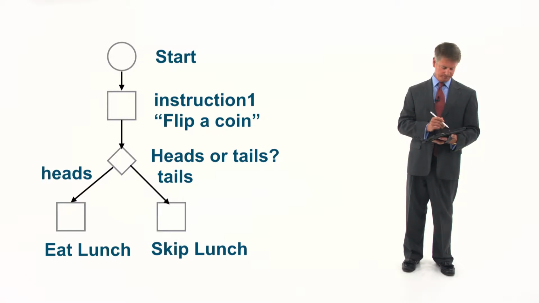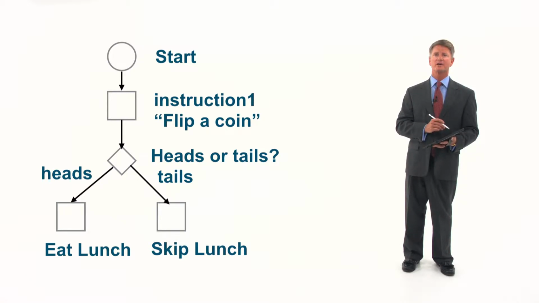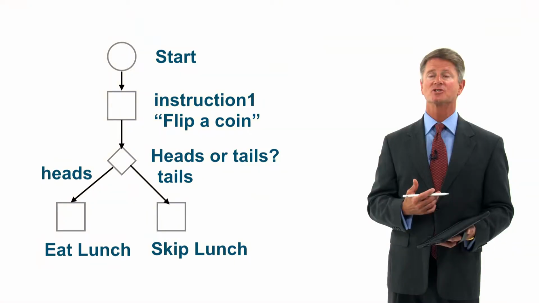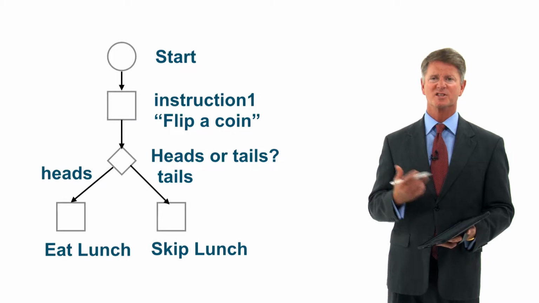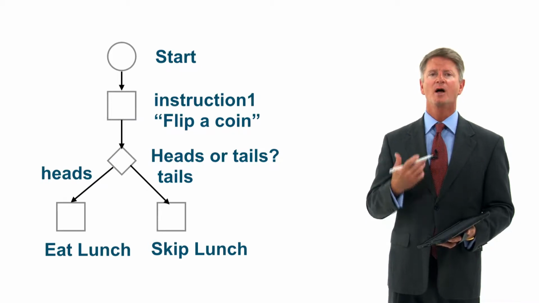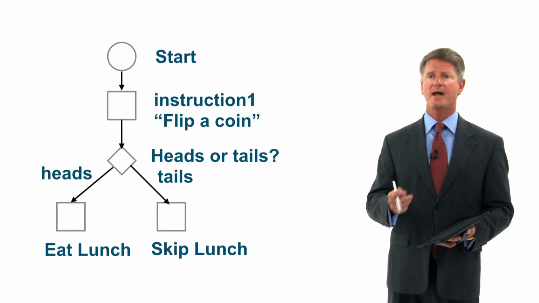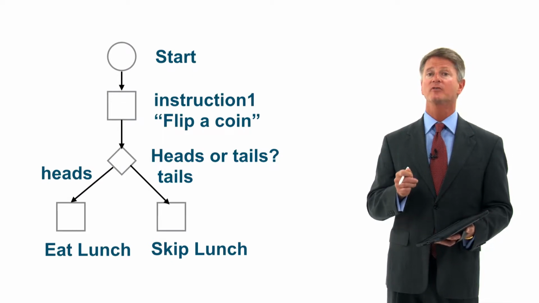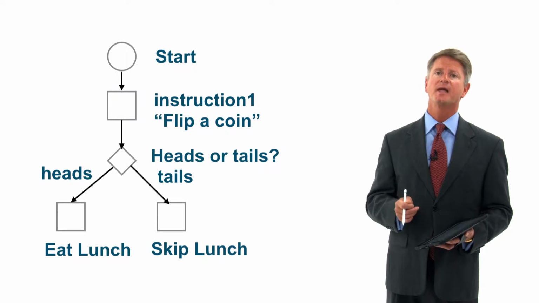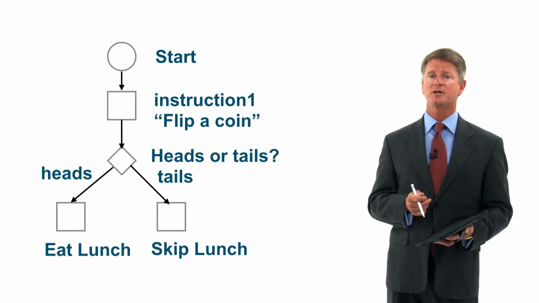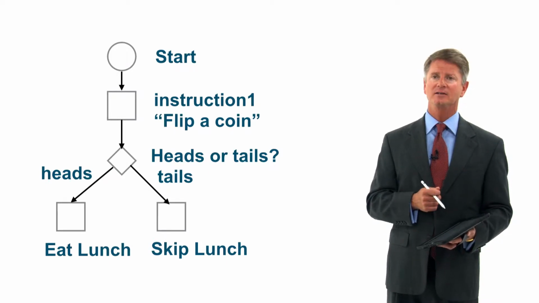Well, I'd start. In the beginning, the little circle is always either a starting or ending point. And then I'd take my first action. The first instruction is flip a coin. This is a really simple algorithm here. So I'd flip that coin. Then I have a decision to make. I have to compare the coin and ask myself, is it heads or tails? If it's tails, I'll skip lunch. If it's heads, I'll eat lunch.